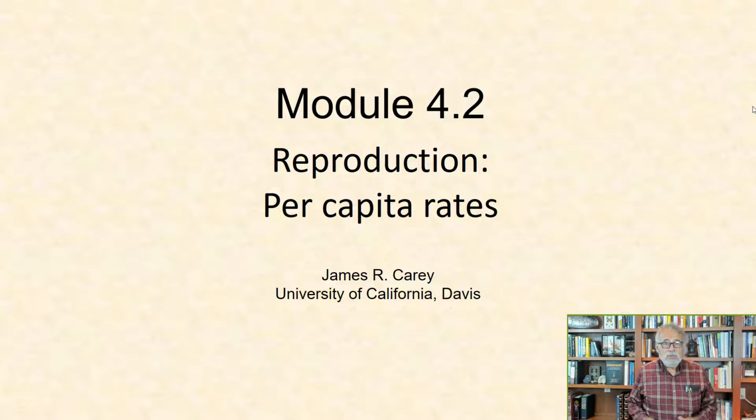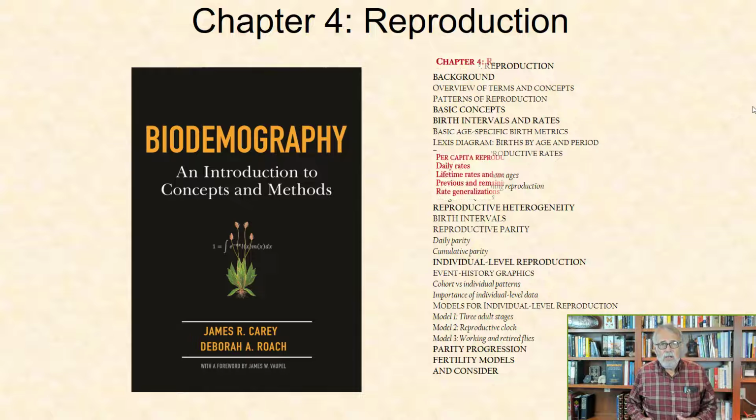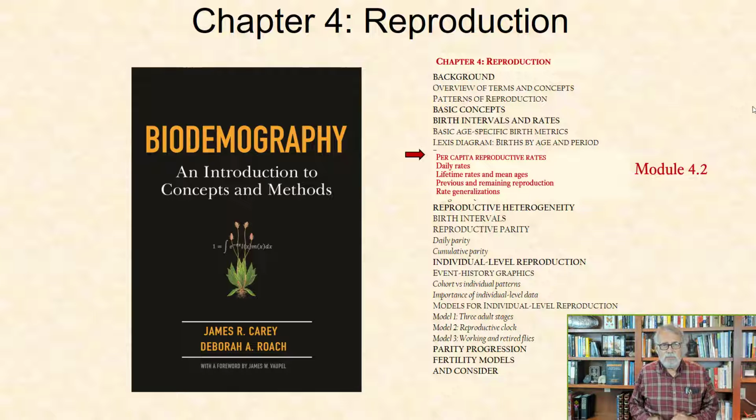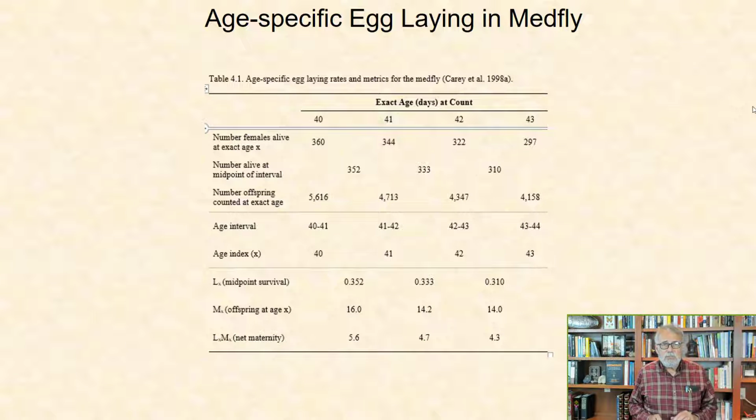In this second module of Chapter 4 on reproduction, Module 4.2, I will cover computation of per capita reproductive rates, including daily and lifetime rates, mean ages, and age-specific rate generalizations. Consider this table containing information on age-specific egg laying in the Mediterranean fruit fly.